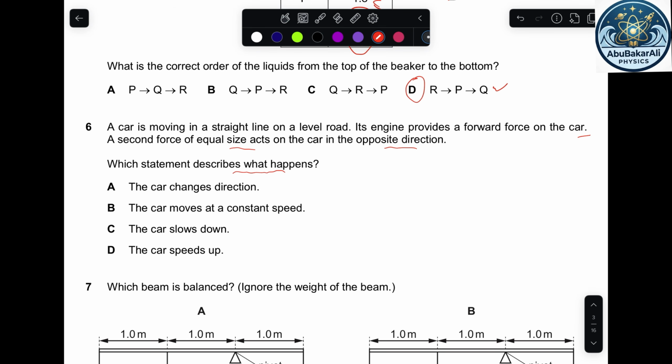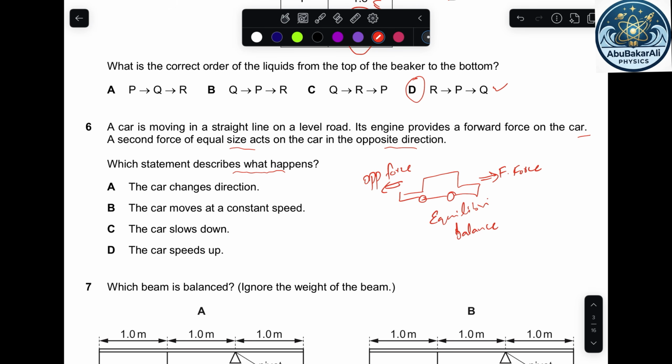Okay, so what we have, a car is moving in a straight line. Engine provides a forward force and a second force of equal size. So if I take this as a car, there is a forward force and there is, what you can say, an opposite force. They both are equal, so this is the equilibrium condition. They will balance each other.